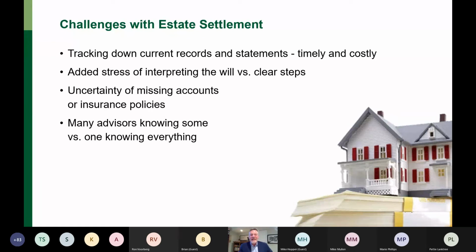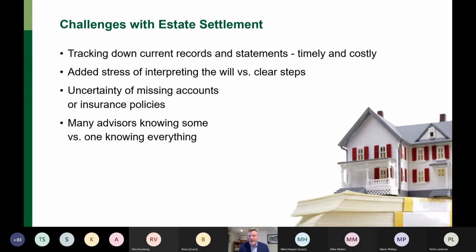Okay, so the added stress of interpreting the will versus clear steps. Again, the will is very high level on how things are distributed. It might have the percentages and some other additional detail, but it doesn't give the basics. There are so many little details in order to administer an estate, and it may not have clear steps, and that may be left for the beneficiaries to interpret. More importantly, the executor. There's the uncertainty of missing accounts or insurance policies.